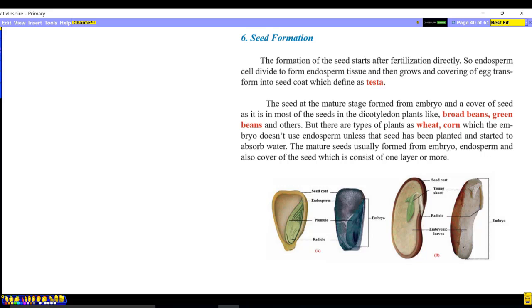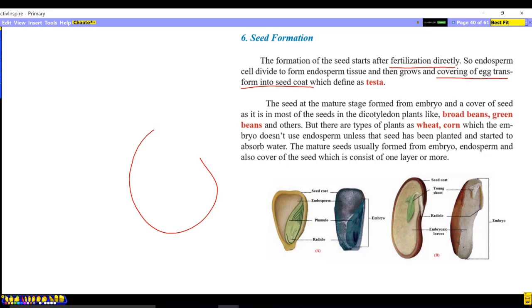So the embryo in that stage is located in the seed. The formation of seed starts after fertilization, because if fertilization happens, the seed is formed. The endosperm cell divides to form endosperm tissue, then the growth and covering of the egg transform into the seed coat.